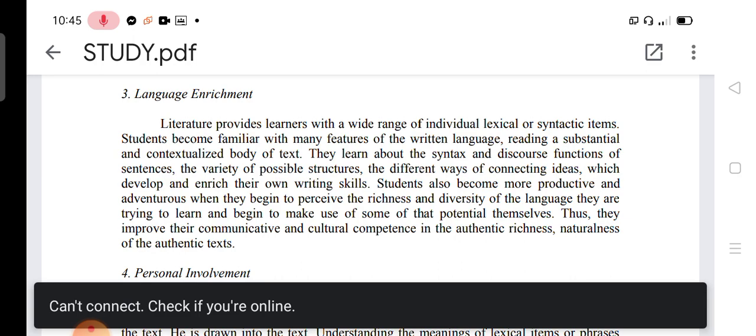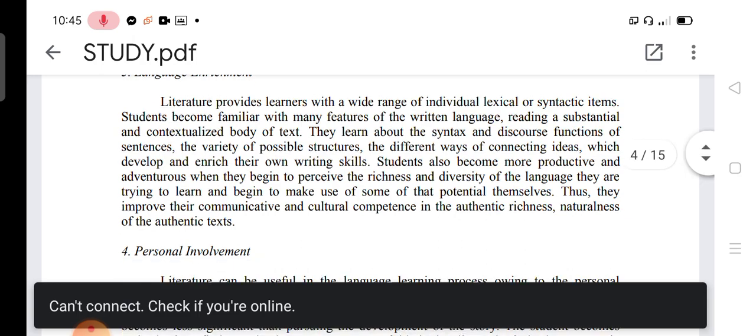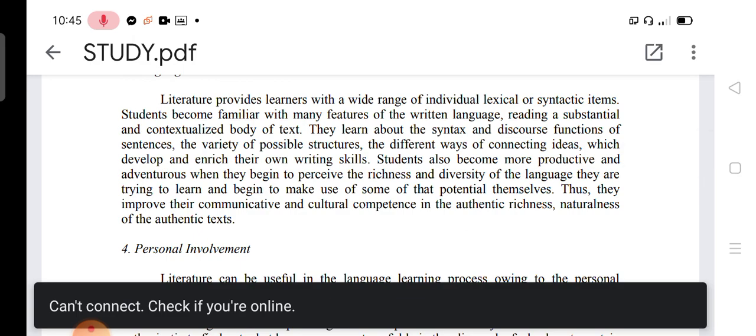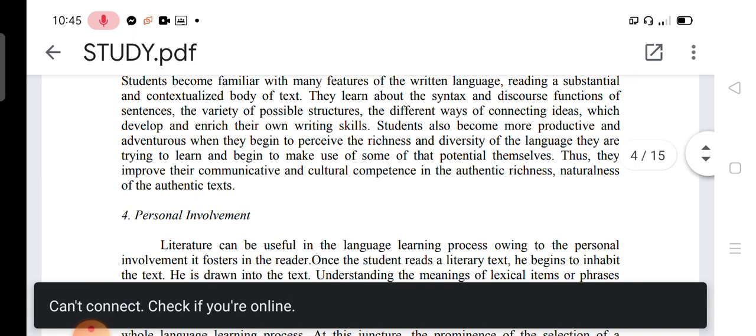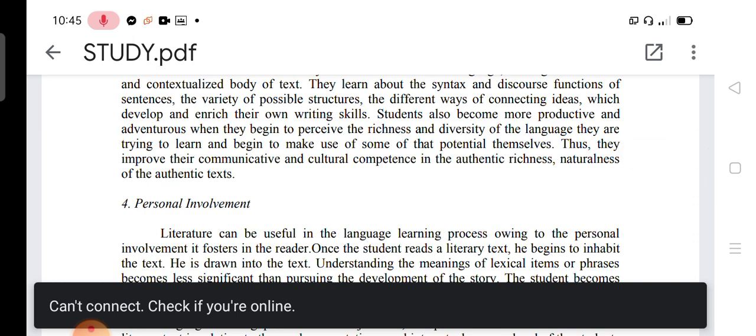Students become familiar with many features of the written language when they are reading a substantial and contextualized body of text. They learn about the syntax and the discourse functions. When we say discourse, this is how we communicate, the communication of thoughts or words. When we talk, when we converse, that is a discourse. So the discourse functions of sentences have a variety of possible structures. We are not limited to just a single structure.